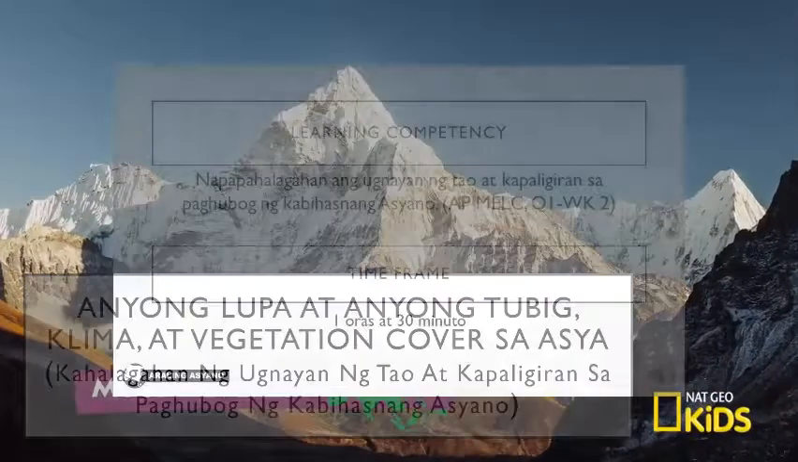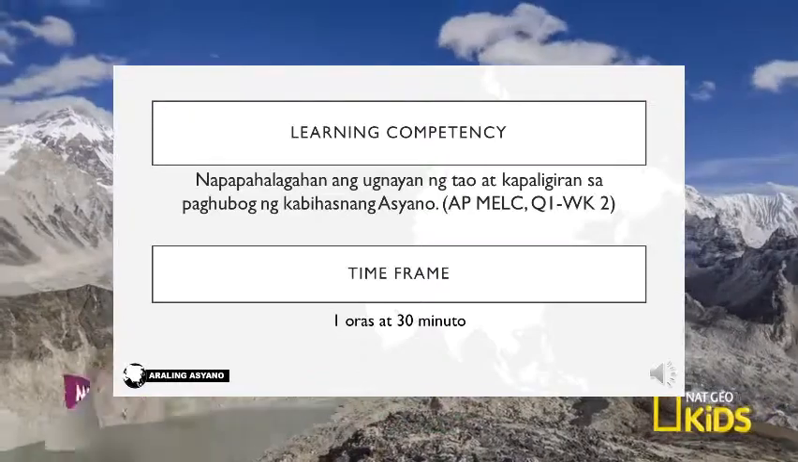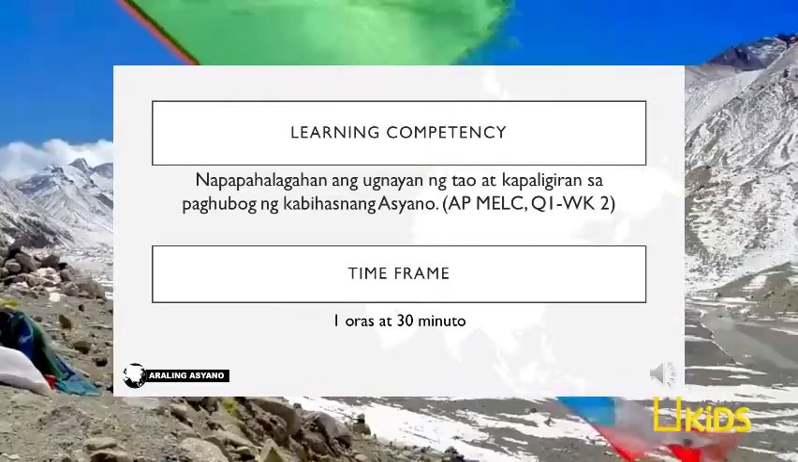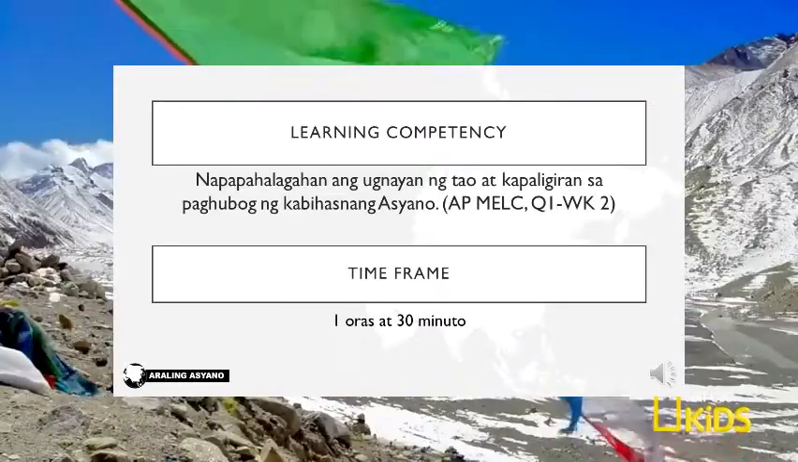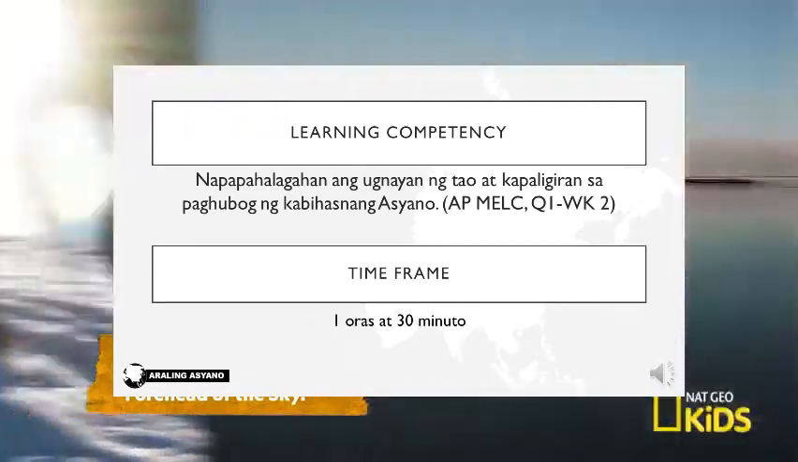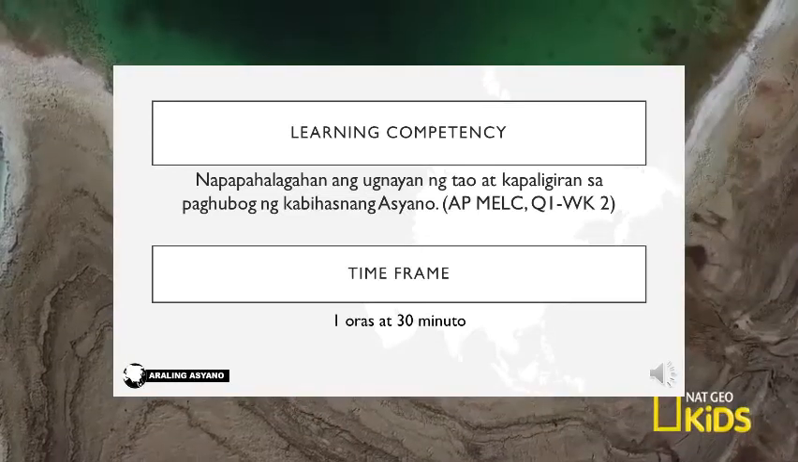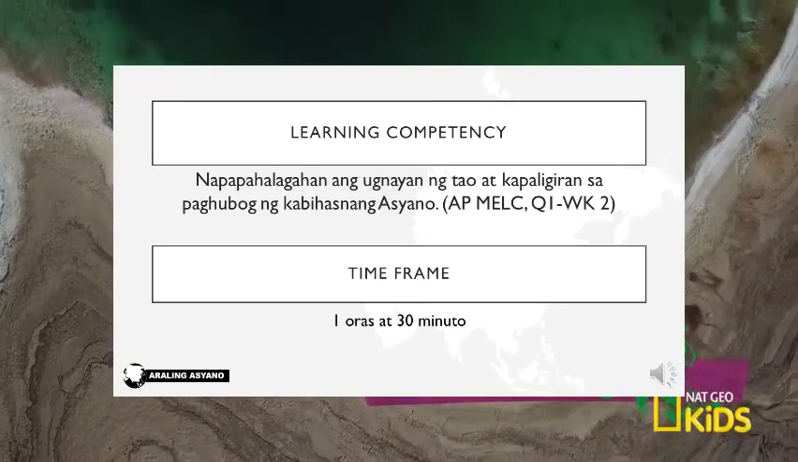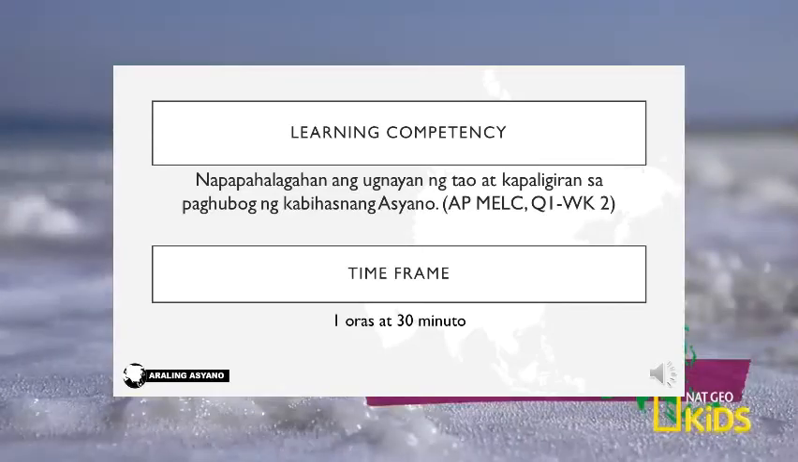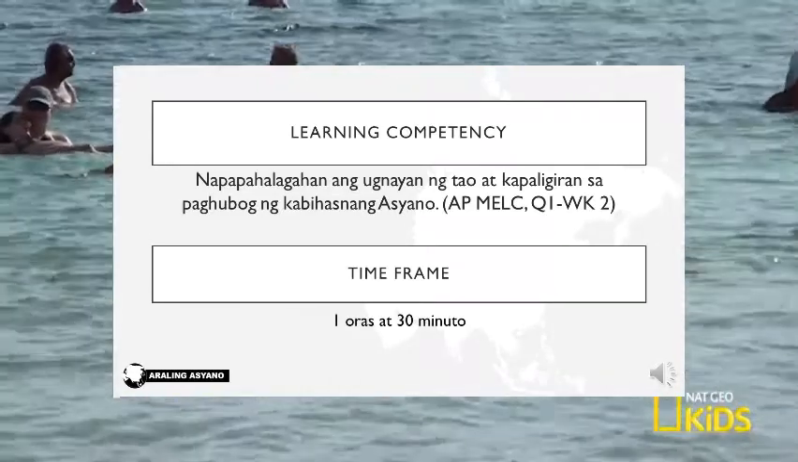Our competency for today can be found in the DepEd's most essential learning competency on Grade 7 Asian Studies, Quarter 1, Week 2. Napapahalagahan ang ugnayan ng tao at kapaligiran sa paghubog ng kabihasnan ng Asyano, or giving value and appreciation as to how the relationship and interaction of both human and its environment shaped the Asian civilization.